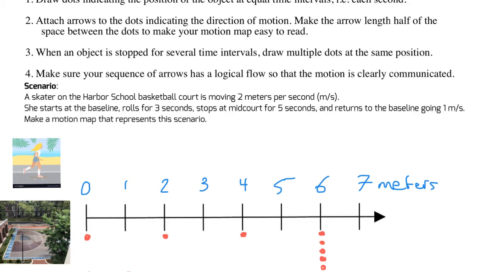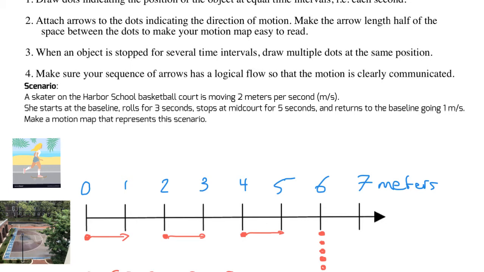Now we have to attach the arrows. And you want to make the arrow about half the length of the space between the dots. So like that, like that, like that. So it shows the direction of motion. And then when she's going back, the arrows are going to be shorter because her velocity is less. She's not going as fast.